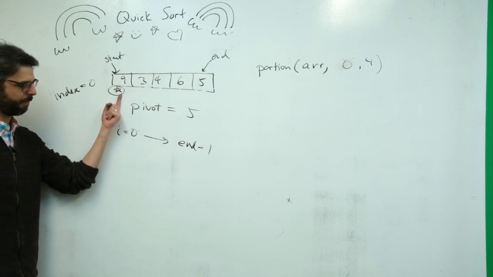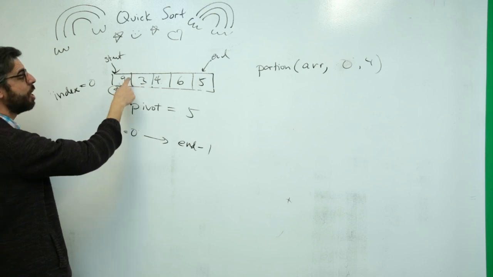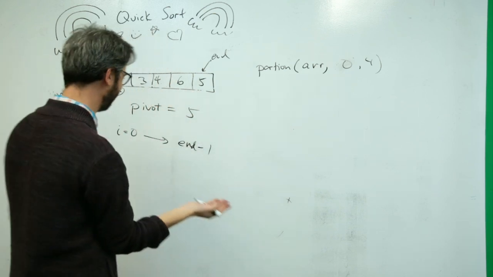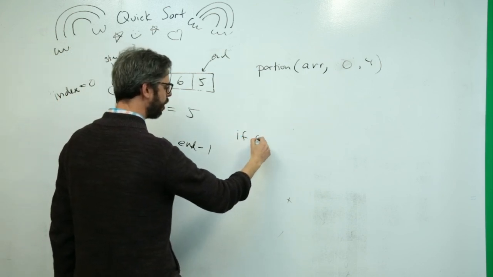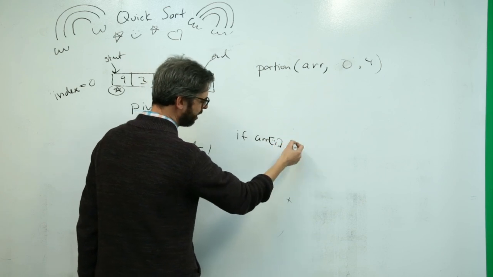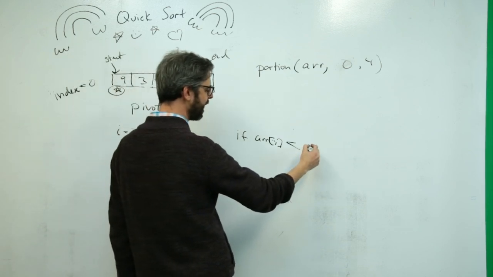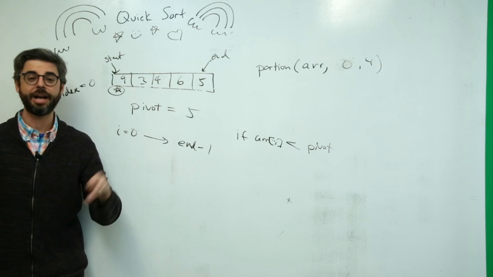It's starting here. So i is now 0. 9. Is 9 greater than 5? Yeah, it's greater than 5. That means I do nothing. So I'm checking if array index i is less than the pivot value. If it's not less than the pivot value, I don't do anything.